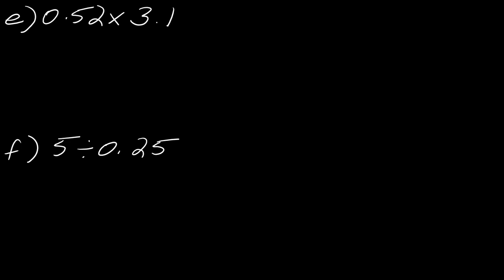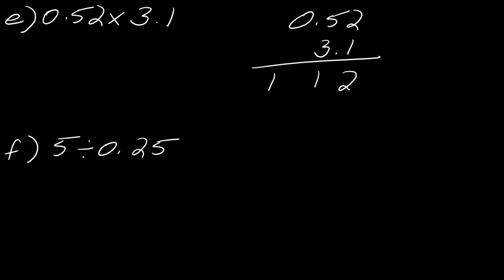All right, continuing on. So now I've got 0.52 times 3.1. If I set this up, just to save time in the video, I take 52 times 31, which should get you 1,612. Then I can see that I need 3 decimal spots, so I'm going to put a decimal right there, and it's going to be 1.612. So now we can move on to division.